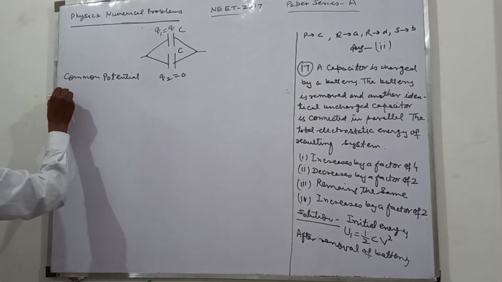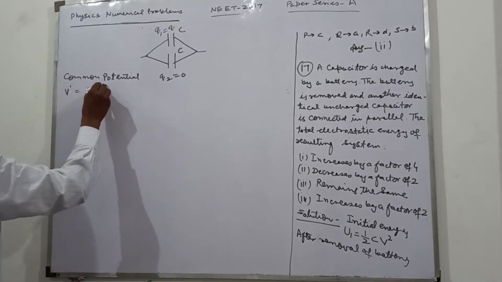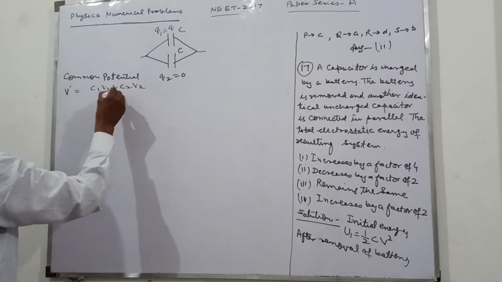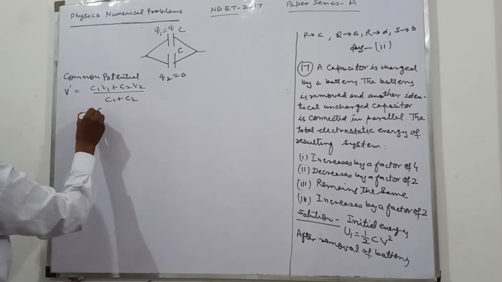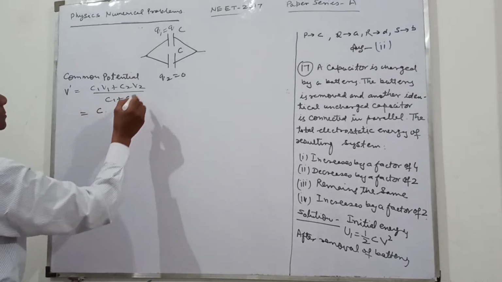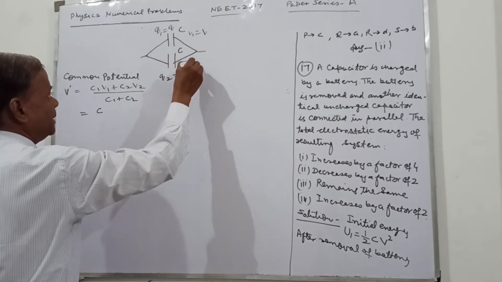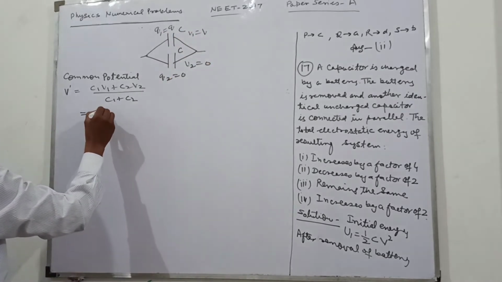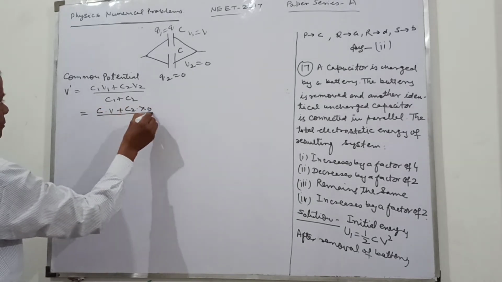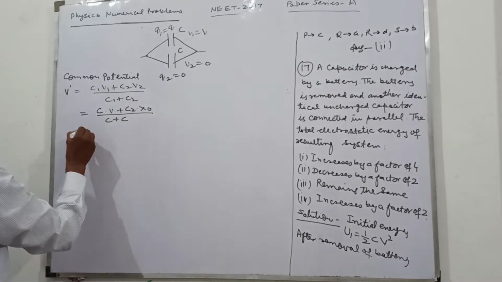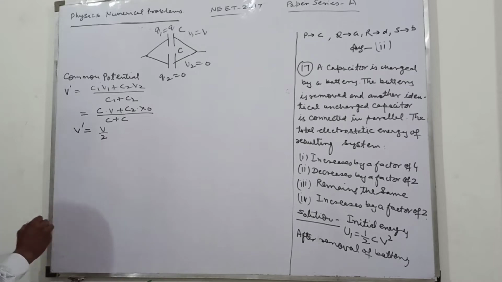So now we have the common potential V dash equal to C1V1 plus C2V2 upon C1 plus C2. Here V1 is equal to V, and V2 is equal to 0. So this is CV plus C into 0 upon C plus C. So this is V upon 2. This is V dash.